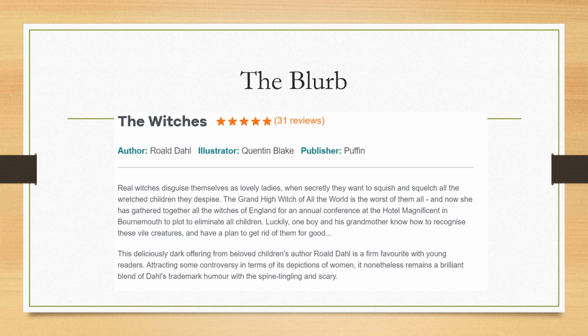This deliciously dark offering from beloved children's author Roald Dahl is a firm favourite with young readers, attracting some controversy in terms of its depictions of women. It nonetheless remains a brilliant blend of Dahl's trademark humour with the spine-tingling and scary.